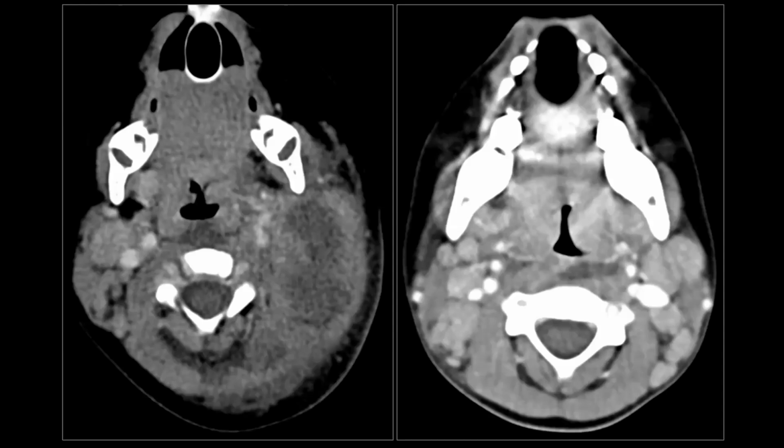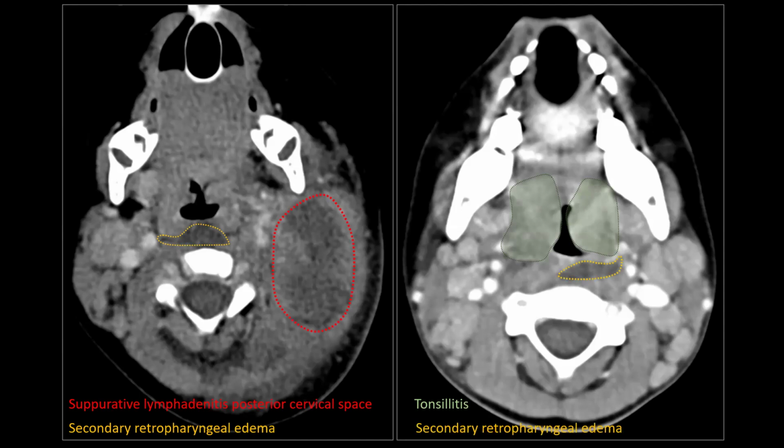Here we see two other examples, both are children. This child clearly has suppurative lymphadenitis in the posterior cervical space and secondary some reactive retropharyngeal edema. It's not an abscess because we do not see an enhancing capsule. In this child, we see a bilateral tonsillitis and also some secondary retropharyngeal edema. The main clue of this finding is if there is no enhancing capsule, it's not an abscess, and look for the cause of the retropharyngeal edema.